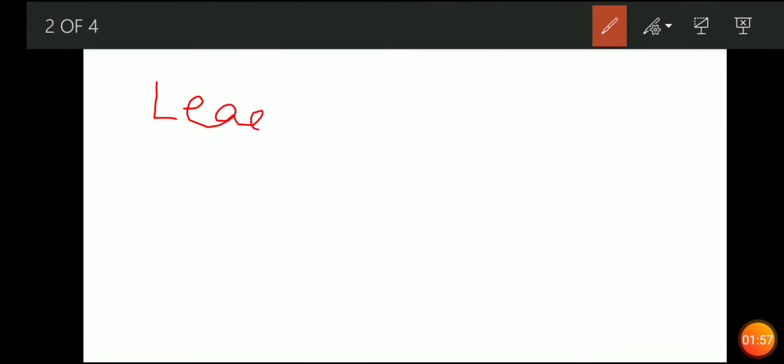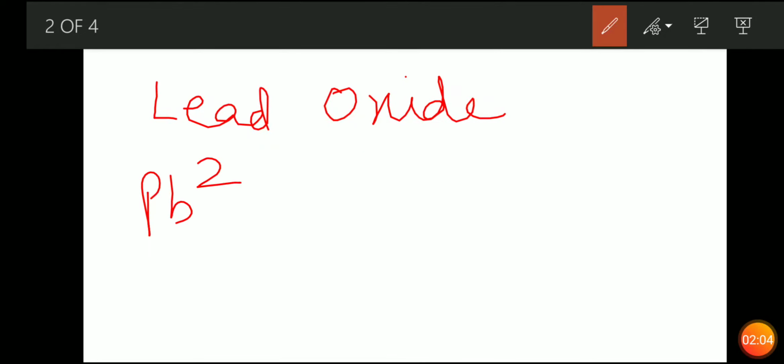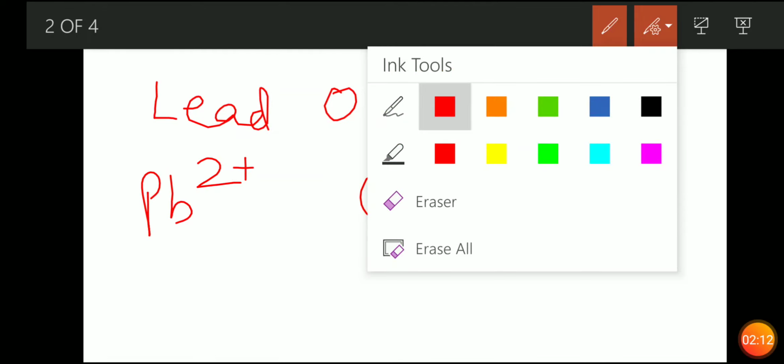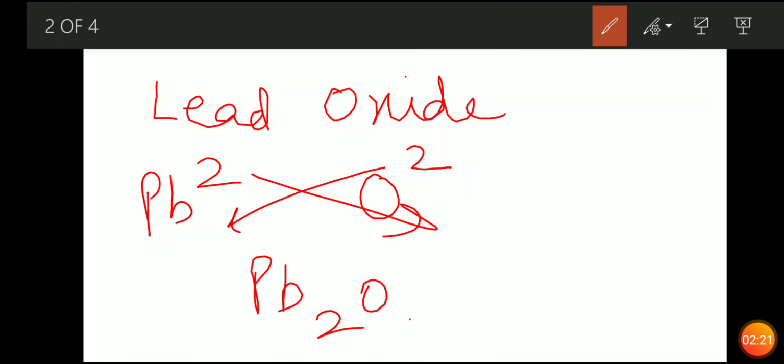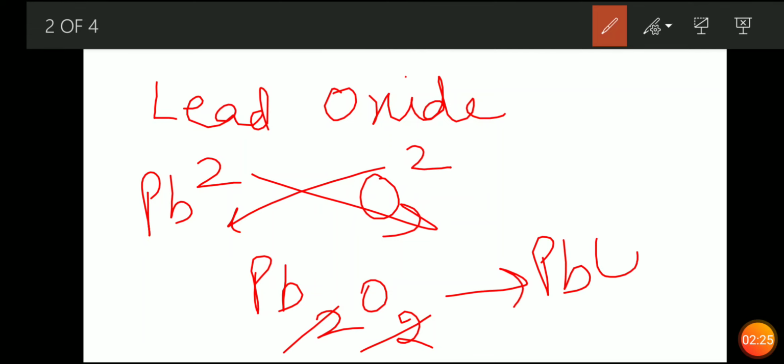Next is lead oxide. The symbol of lead is Pb and its valency is plus 2, and oxide is oxygen having a valency of minus 2. So what we will do is we will not put this plus and minus sign. We will interchange the valencies and it will become Pb2O2. This 2 will cancel out and it will become PbO.